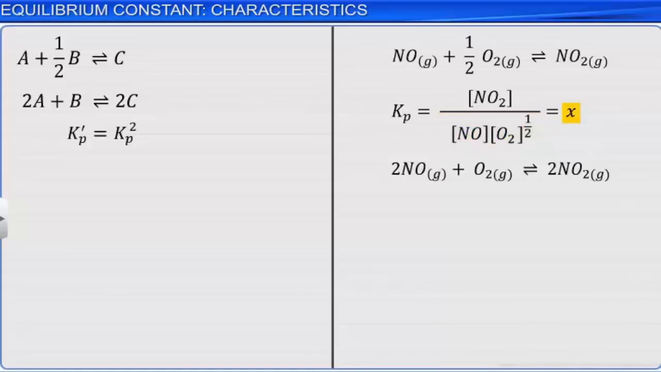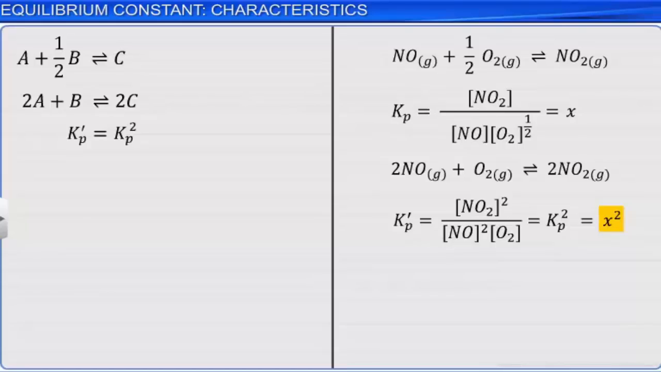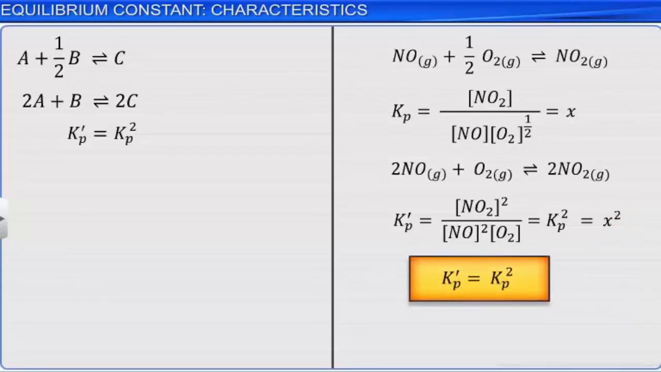The equilibrium constant for the reaction of 2 moles of gaseous nitric oxide and 1 mole of gaseous oxygen combining reversibly to form 2 moles of gaseous nitrogen dioxide may be written as Kp dash is equal to the concentration of nitrogen dioxide raised to the power of 2 divided by the product of the concentrations of nitric oxide raised to the power of 2 and the concentration of oxygen, is equal to Kp square, which is equal to x square. Thus, you can say that the equilibrium constant for the second reaction, Kp dash, is equal to the square of the equilibrium constant of the first reaction.